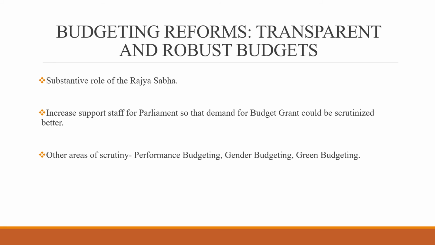Now, there are other areas of scrutiny as well, and these are very important and also need a better analysis. For example, we have performance budgeting, gender budgeting, and green budgeting. Performance budgeting is broadly the allocation of funds based on the performance of a ministry, which should be considered and made a crucial aspect when the allocation of funds is being done in the government budget.